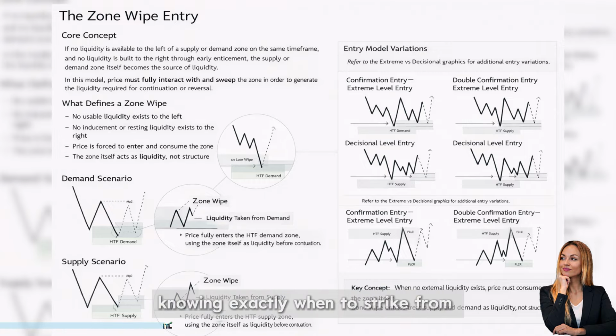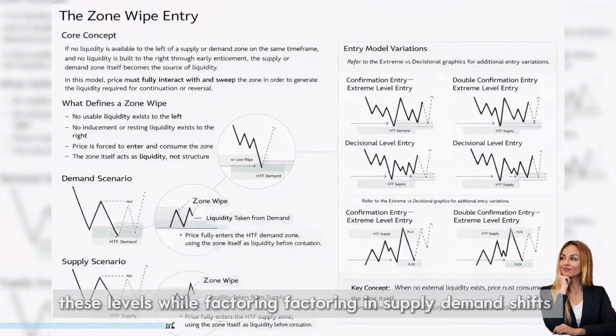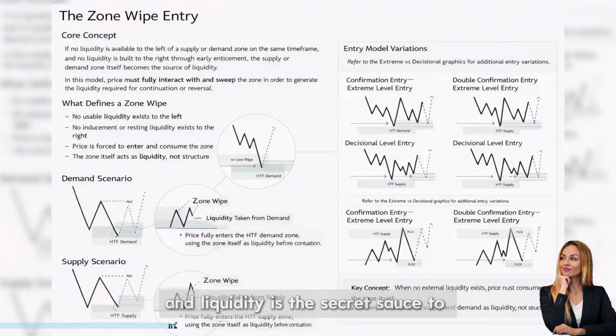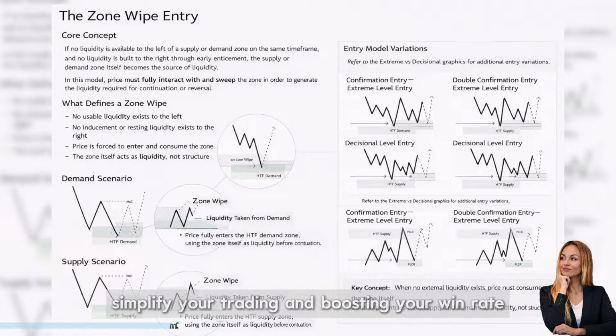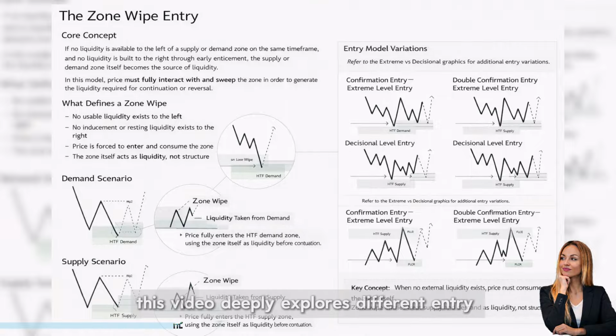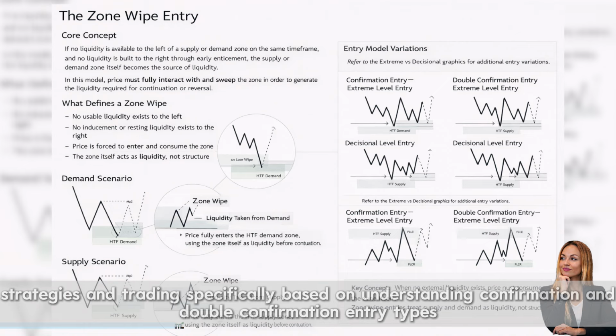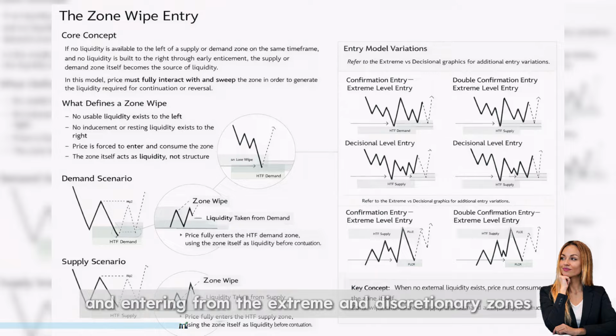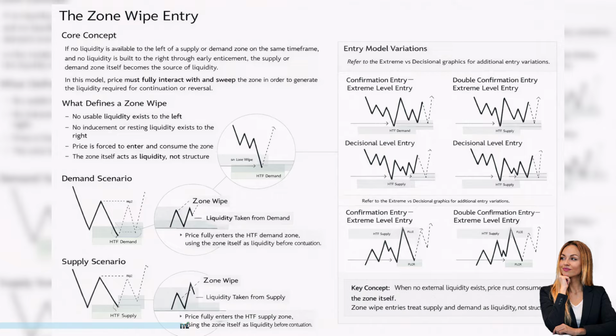Overall, knowing exactly when to strike from these levels while factoring in supply and demand shifts and liquidity is the secret sauce to simplifying your trading and boosting your win rate. This video deeply explores different entry strategies in trading, specifically based on understanding confirmation and double confirmation entry types and entering from the extreme and decisional zones, through detailed analysis and examples.